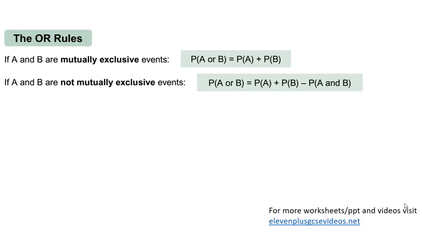Okay, we're going to be looking today at another rule in probability. We've been looking at the AND rule. Now, with the AND rule, you have two times. We're going to be looking at OR rules.